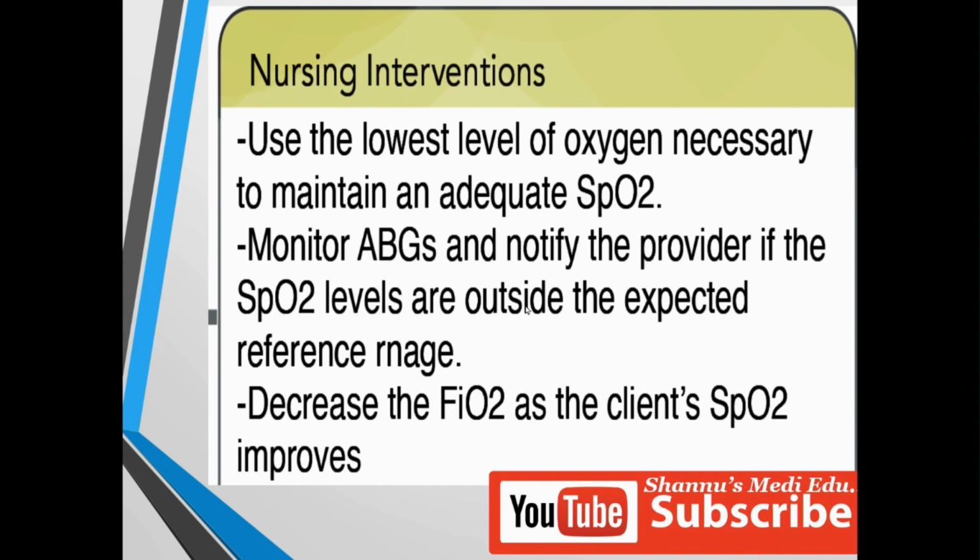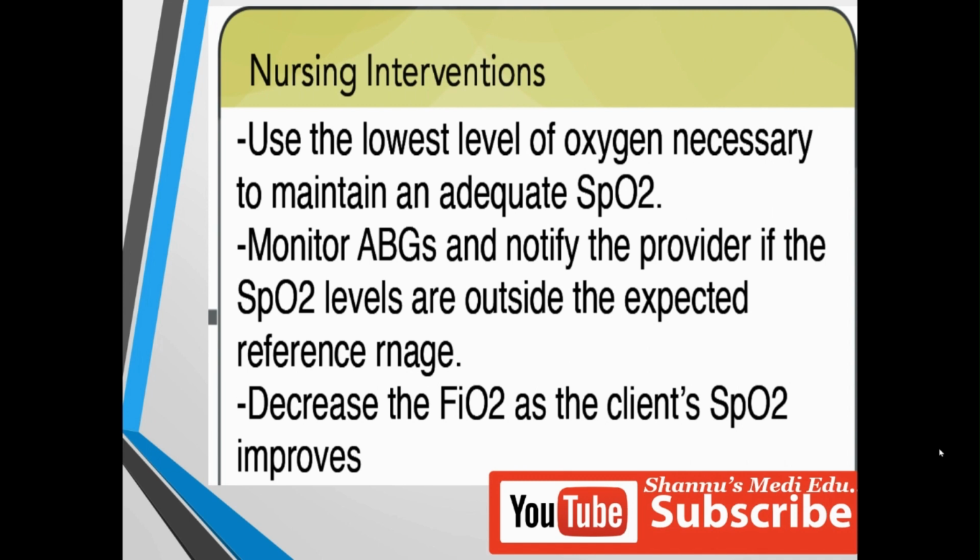So for oxygen toxicity, what are the nursing interventions? Use the lowest level of oxygen necessary and maintain an adequate SpO2 level for the patient. Oxygen toxicity may sometimes occur when they don't know how to provide the oxygen to the patient. So monitor the adequate saturation level, check the ABG, and notify the provider if the SpO2 level is outside the expected reference range.